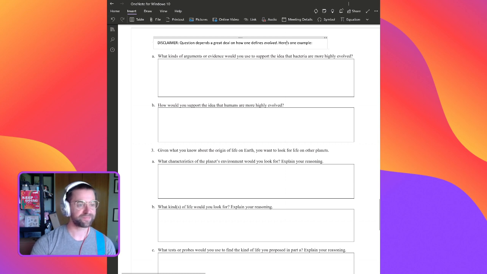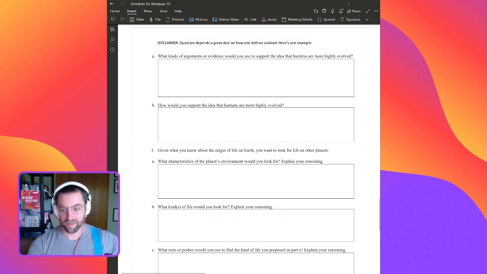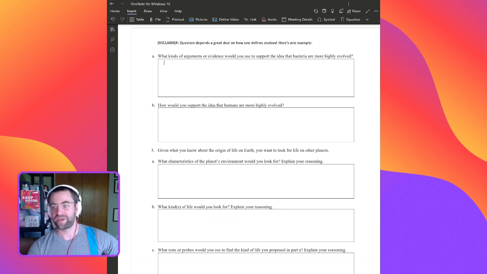Here's one example. If we consider organisms that are closely fit in their metabolism, for example, to their environment, we could say that it is more highly evolved. So then many of the species of bacteria are more highly evolved than humans in that sense.